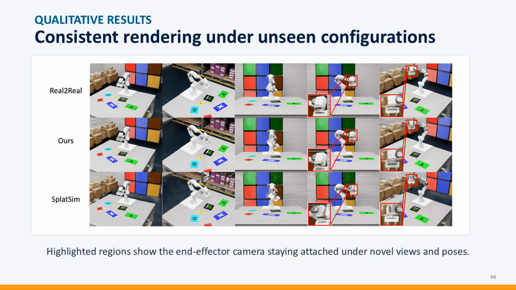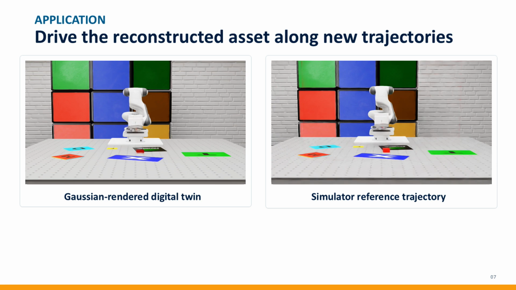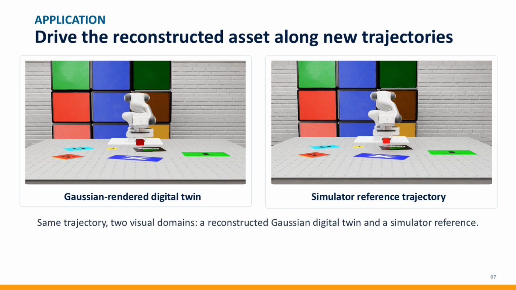The qualitative comparison highlights why the dynamic formulation matters. In a static reconstruction, the wrist-mounted camera can detach from the end effector under unseen poses, producing an obvious motion inconsistency. Our model keeps that geometry attached to the correct link, so the rendered asset remains coherent as the arm moves. Because the reconstruction is articulated, it can be reused as an editable graphics asset rather than a fixed replay.